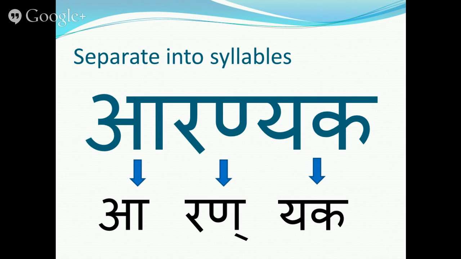Okay, so the first syllable is ah, the second syllable is run, and the third syllable is yuck. Another alternative we could have said is ar, and then un, and then yuck. We notice there's only one conjunct here, between na and ya, the nya conjunct. So we have a, run, yuck, or alternatively ar, un, yuck. Either way would have been fine.